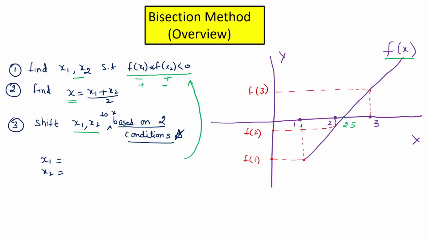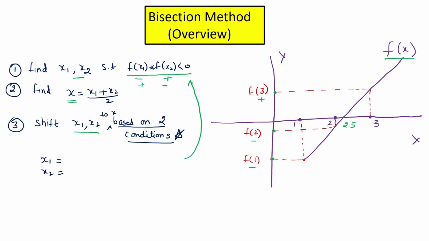So if I see here, this is f of 1 and this is x equal to 2. The function value is this f of 2, and this f of 3 is this one. So this is a positive value, and f of 2 and f of 1 are negative values.